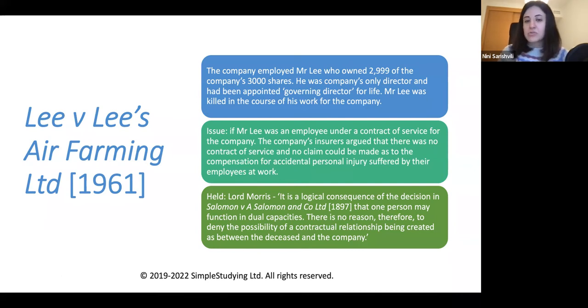In the judgment, Lord Morris argued that it's a logical consequence of the decision in Salomon and the concept of separate corporate personality that one person may function in dual capacities. There is no reason, therefore, to deny the possibility of a contractual relationship being created as between the deceased and the company. In this case, it was recognized that a director can have a contract with the company. Despite the fact that he was almost the sole owner and the only director of the company, he could still have a contract with the company.